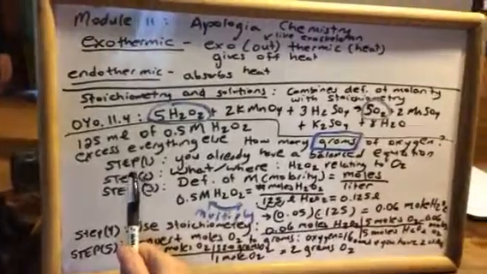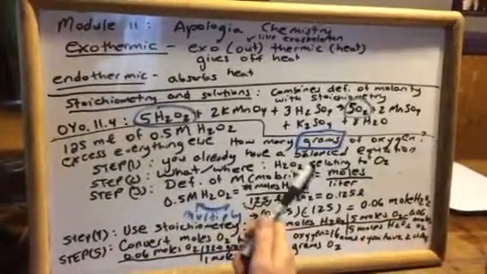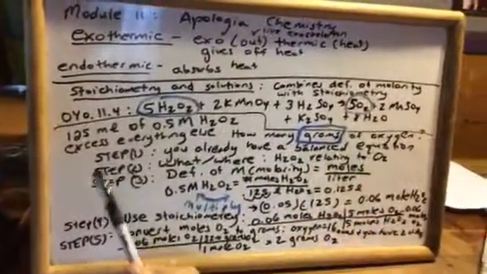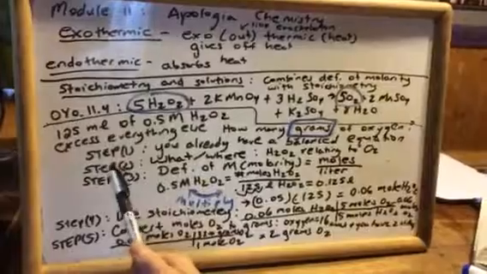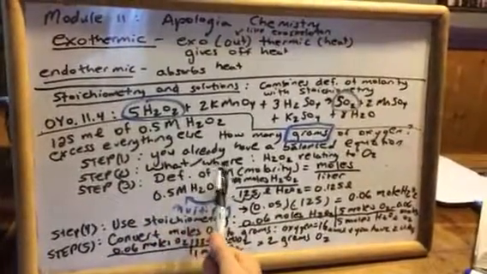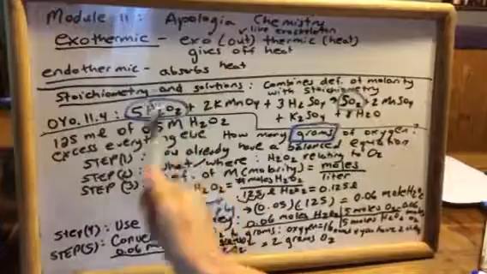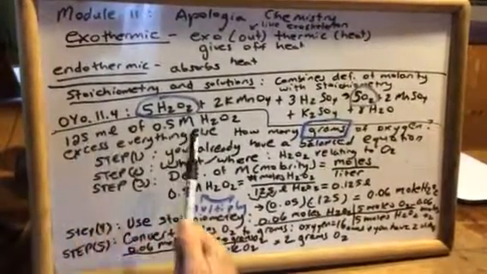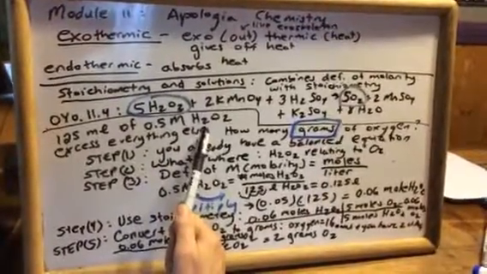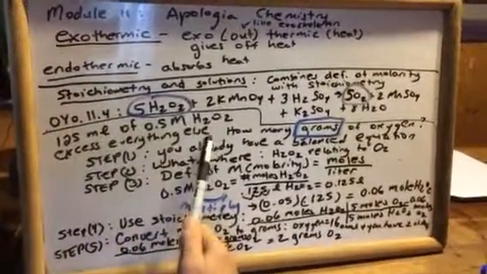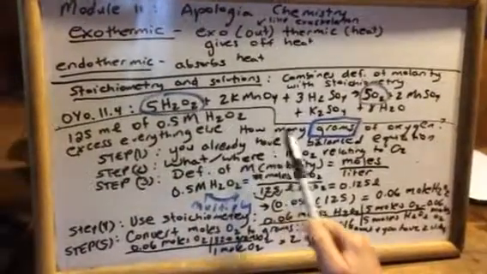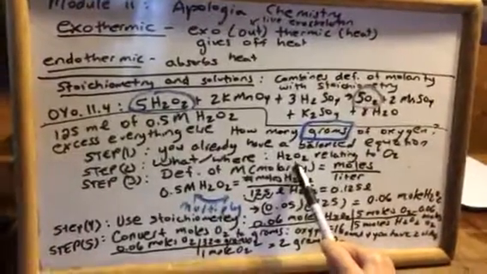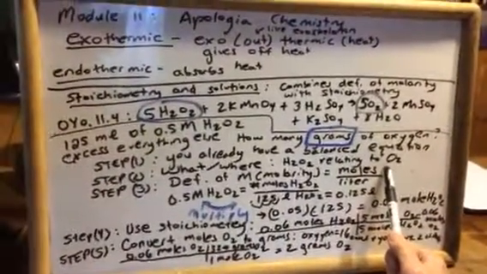So the first step, what do we always do? You always write your balanced equation. But guess what? You're in luck. They've already written your balanced equation for you, so you don't have to worry about that. The second step, you ask yourself, what do you know? Where do you want to go? We know that we have 125 milliliters of 0.5 molar H2O2, and excess of everything else. Where we want to go is how many grams of oxygen. So we're relating the H2O2 to the oxygen.